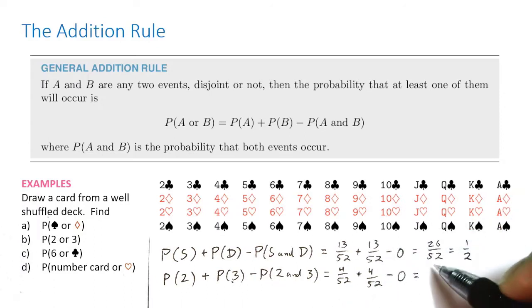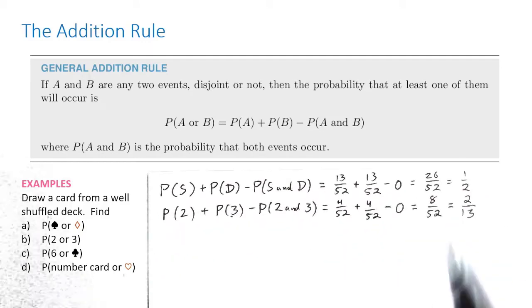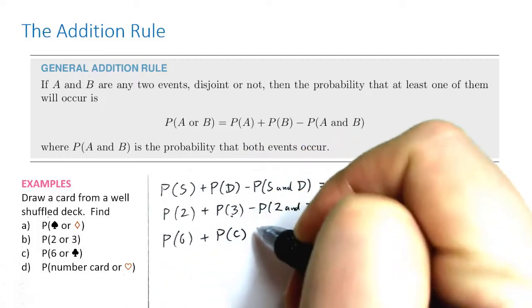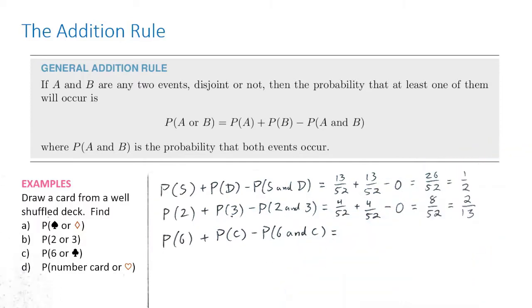And so we have 8 out of 52, which simplifies to, what does that simplify to? 2 out of 13. Okay, let's look at the next one. 6 or a club. Probability of getting 6 or clubs. Well, this is going to be the probability of 6 plus the probability of C for clubs minus the probability of 6 and clubs. Okay?